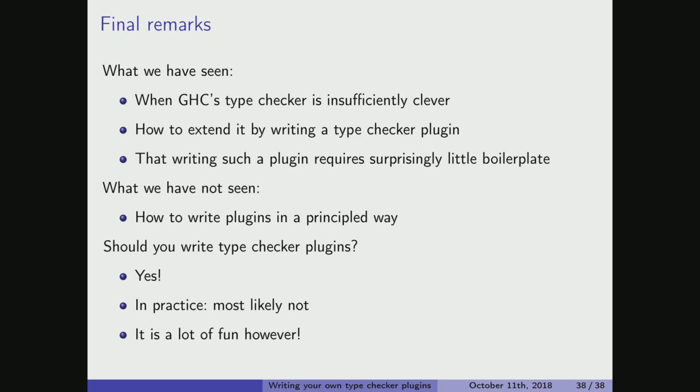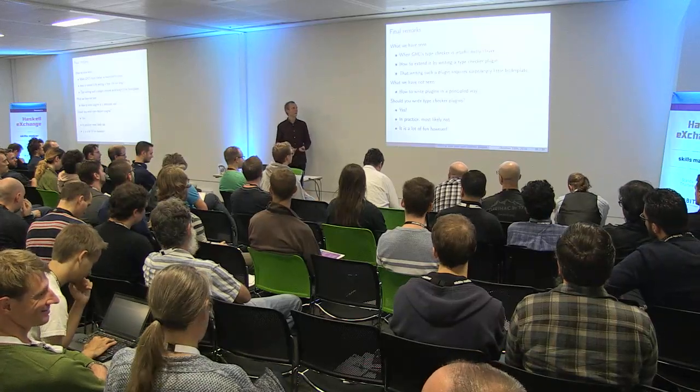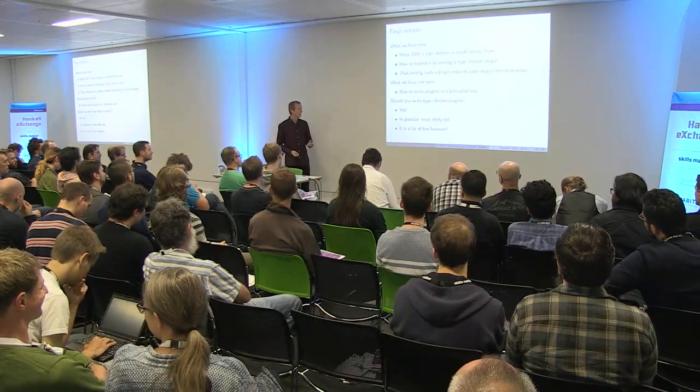What we have not seen, when we had to give evidence, we just cheated and said, trust us, we know what we're doing. So we've not seen today how to do this in a principled way, how to actually make sure that your type checker still does what it does, right? Prevent you from writing bad programs that crash during runtime. And it's very easy to write type checker plugins that make your programs crash, or accept programs that crash.